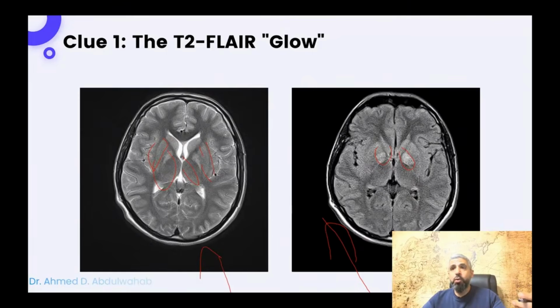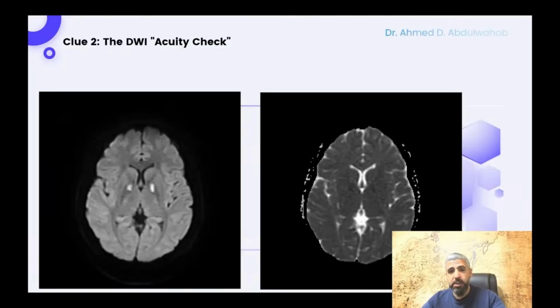So let's go to our second clue. We said first the T2 and the FLAIR, and second the diffusion to check for acuity. This is the diffusion weighted imaging, and this is the ADC map. The diffusion weighted imaging is bright. The ADC is dark. This is true cytotoxic edema. These cells are dying now. What is the globus pallidus most sensitive to? Is it most sensitive to oxygen, to sugar, or to drugs? So we have bilateral globus pallidus increased T2 signal intensity that is showing diffusion restriction.